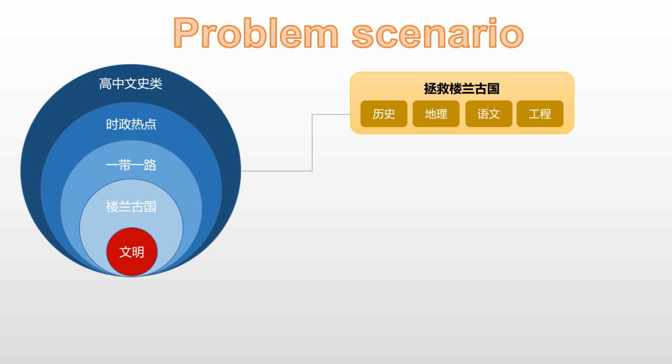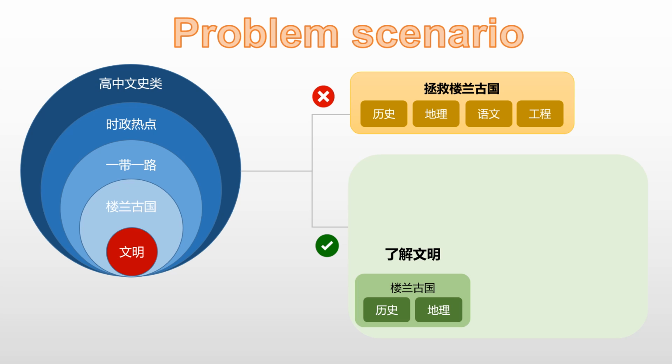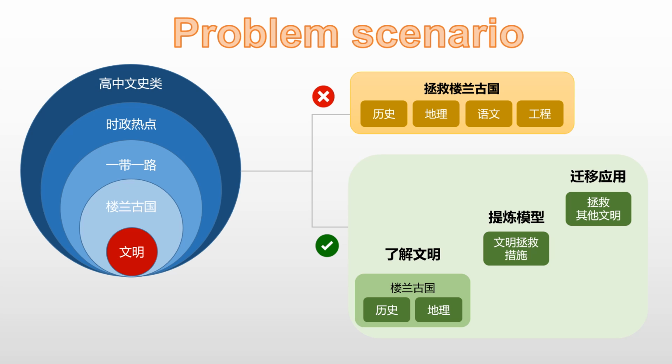Yes, it's okay to study the past, but what's more important is to think about the present, solve the reality problem with creative solutions. So, here are the revised tasks. Firstly, students study what civilization is through the example of Lowland Kingdom through the 2 most related subjects, history and geography. Secondly, we want students to extract a general theory model of preventive measures that can be taken to save an endangered civilization. Finally, students should transfer and apply what they have learned.